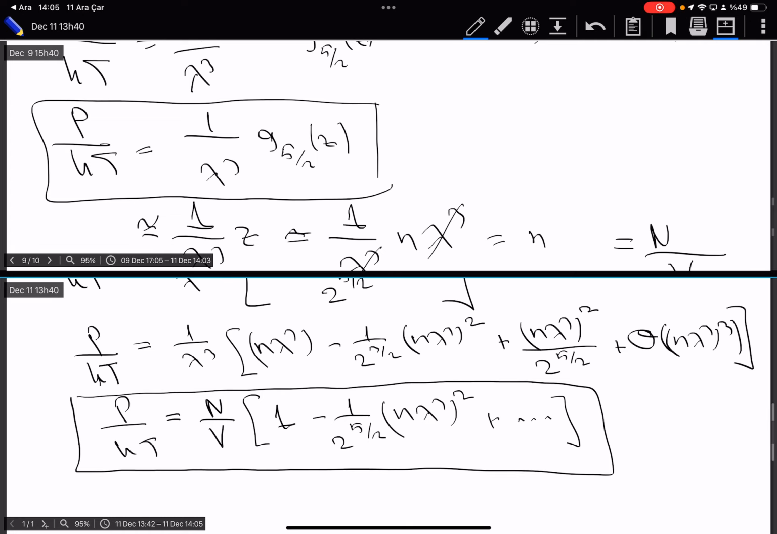Well, this is how the pressure changes as I change the temperature for a fixed N and V. If I lower the temperature, eventually I will start seeing deviations from the classical law, and this will be the first correction to the classical law. The first term is the classical limit, and this is the first correction.